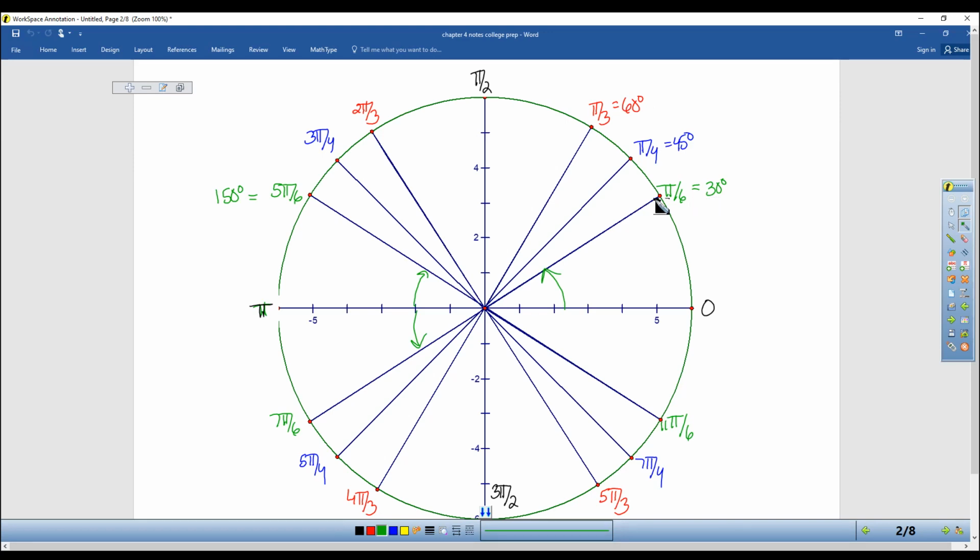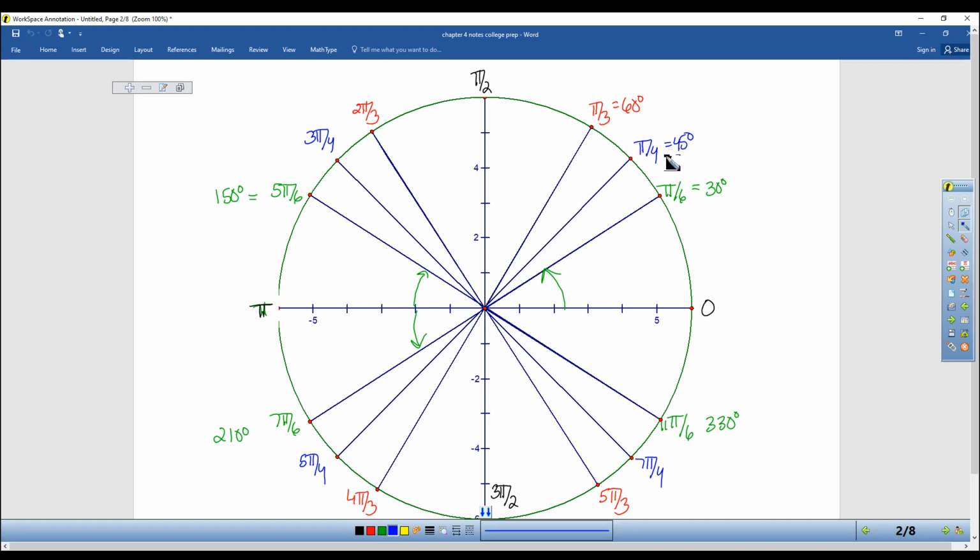So if this is 30, and you know that this one is 5 over 6, this is 30 times 5. So 30 times 5 is 150. 30 times 7 is 210. 30 times 11 is 330. So I don't know if that helps you or not.